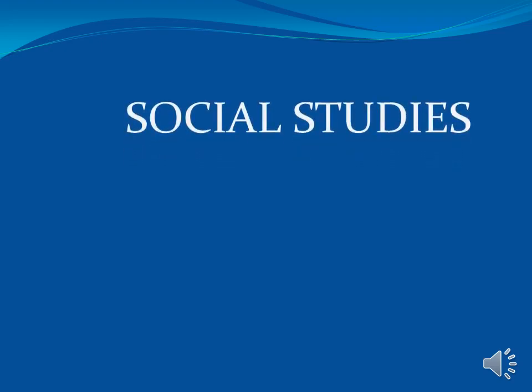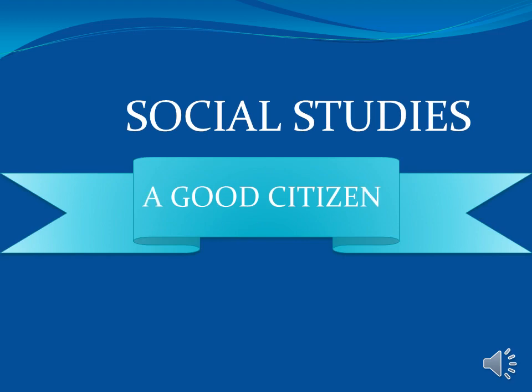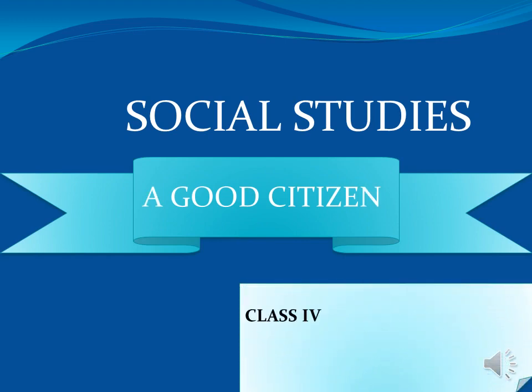So today again we are going to start a new chapter, that is chapter 4, A Good Citizen, and the page number is 32. And the topics that we are going to read in this chapter are civic sense, who is a neighbor, places around us, and elections. But before starting the chapter, we will have to do the activity like all other days.